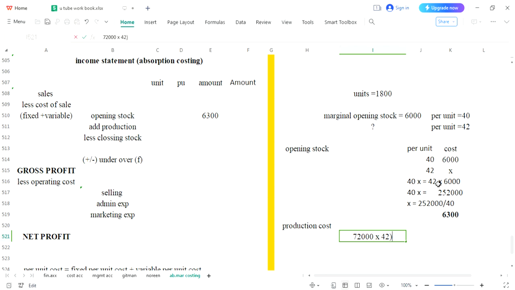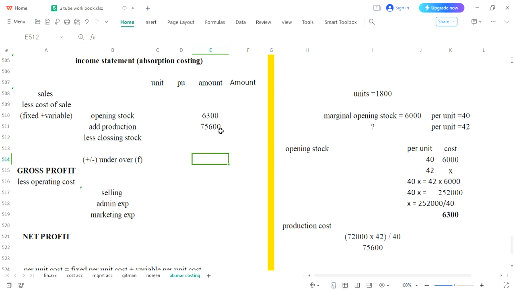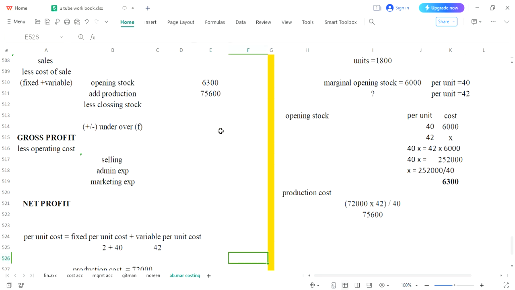And we will be dividing it. So you have divided by 40. Same procedure what we have used for opening stock, same we will use for the production cost. Statement is completed. Now put it on your calculator. 72,000 multiplied by 42 bracket close divided by 40. So in this way our new production cost has arrived. Put over here 75,600.